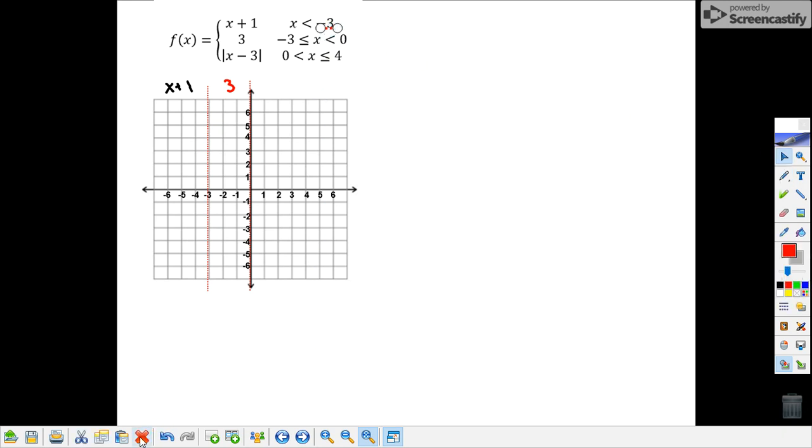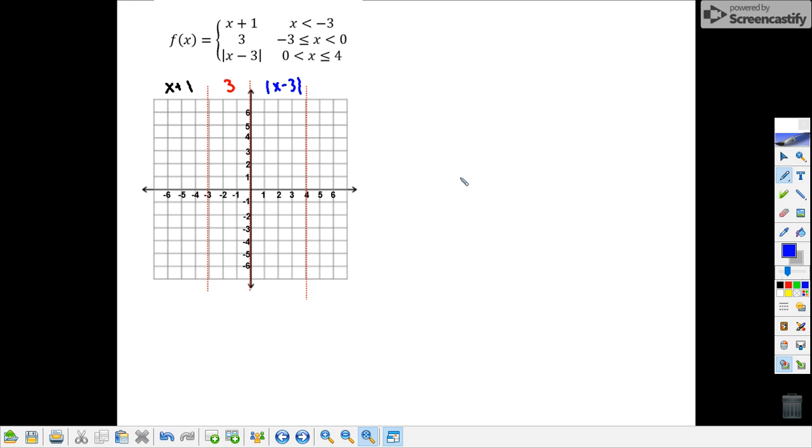And then last but not least, we're going to go ahead and do our last one. It goes from 0, so we already have 0, all the way till 4. That's the section right here. And in this section, we need to be graphing the absolute value of x minus 3.